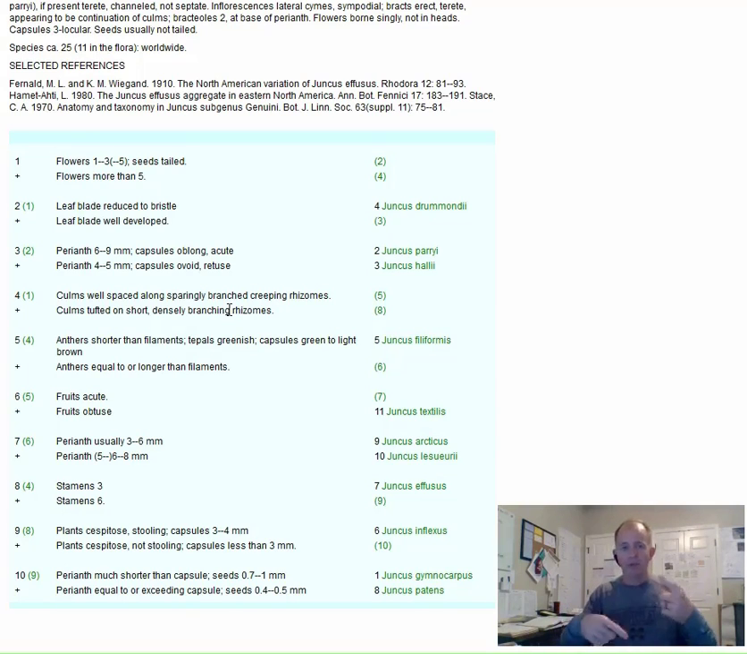If it's been there for a while and keeps putting them up, it'll put up, I think, 4 or 5 sets of these per year. They just keep coming up, and they're all growing in that one tight location. So culms tufted on short, densely branching rhizomes.